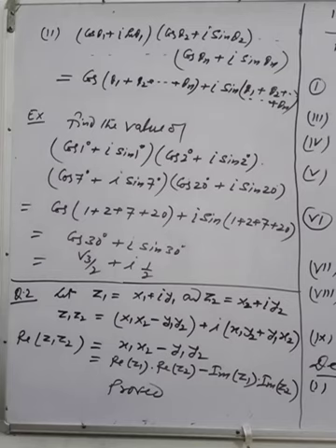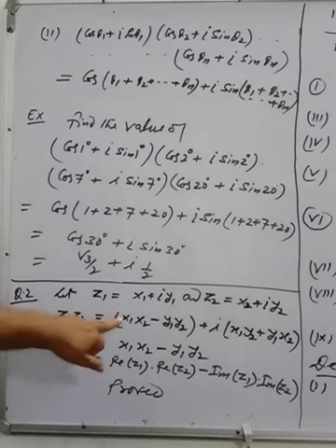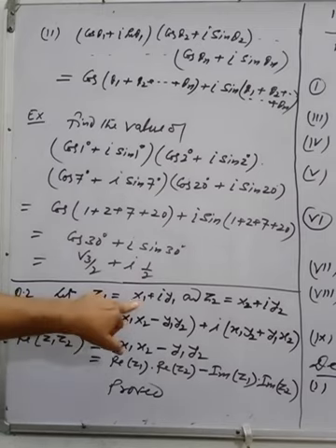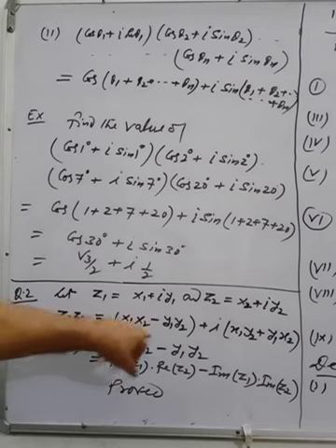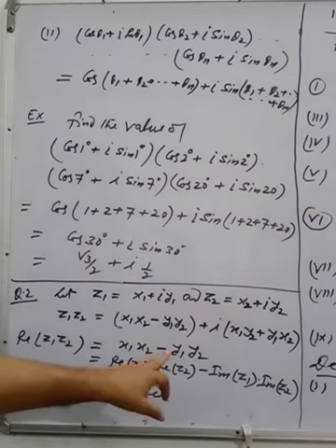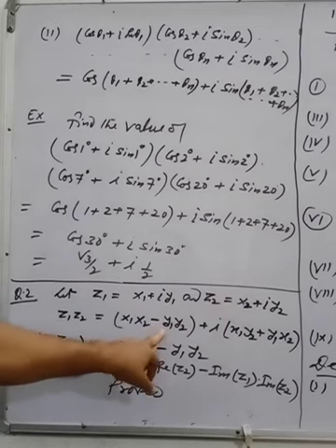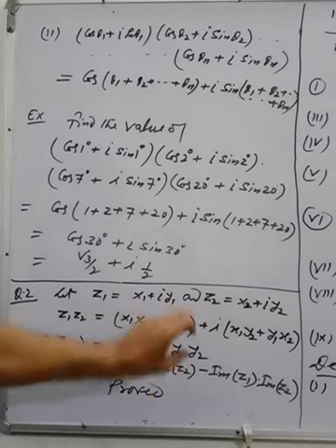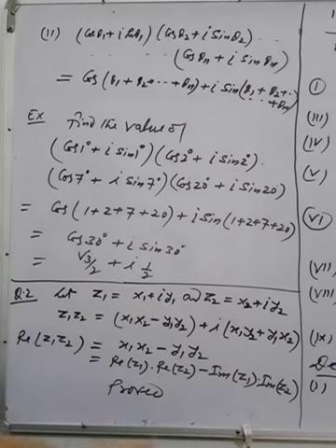So here you have to find the value of real of the product of Z1 and Z2, means real of Z1 Z2, that is what is written here. This x1 is real of Z1, x2 is real of Z2. After the minus sign, y1 is the imaginary part of Z1 and y2 is the imaginary part of Z2. So this much you have to prove. Okay.